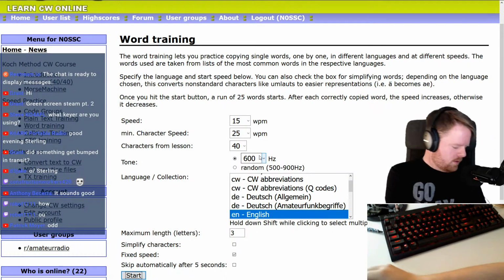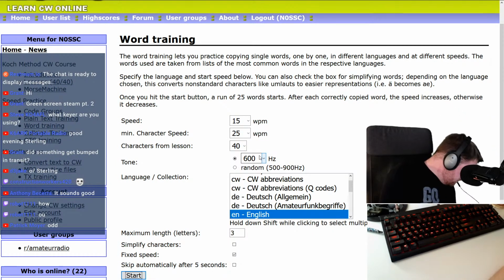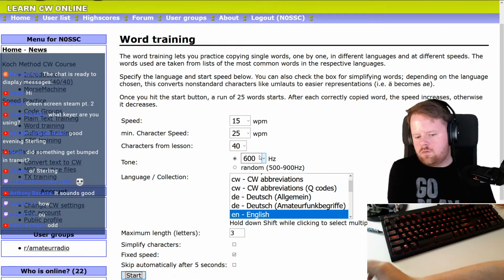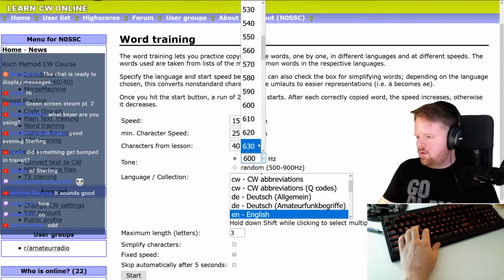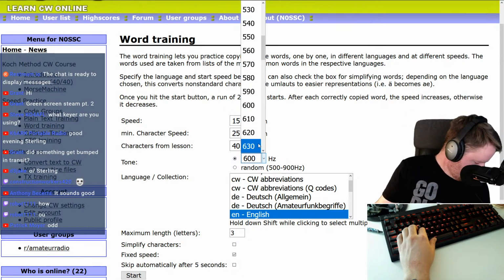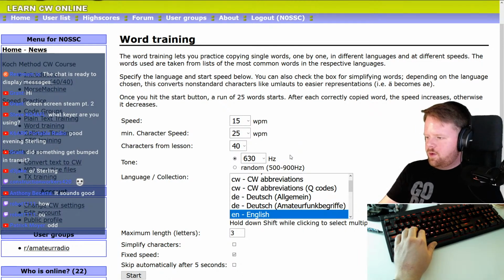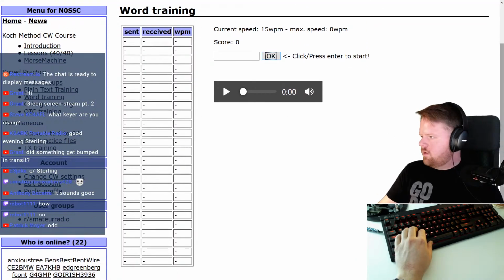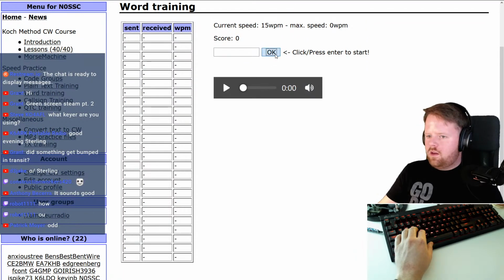What's my... Let me turn on the code meter. Yeah, I like that. It's at 630 hertz, so I'm going to make them both the same.